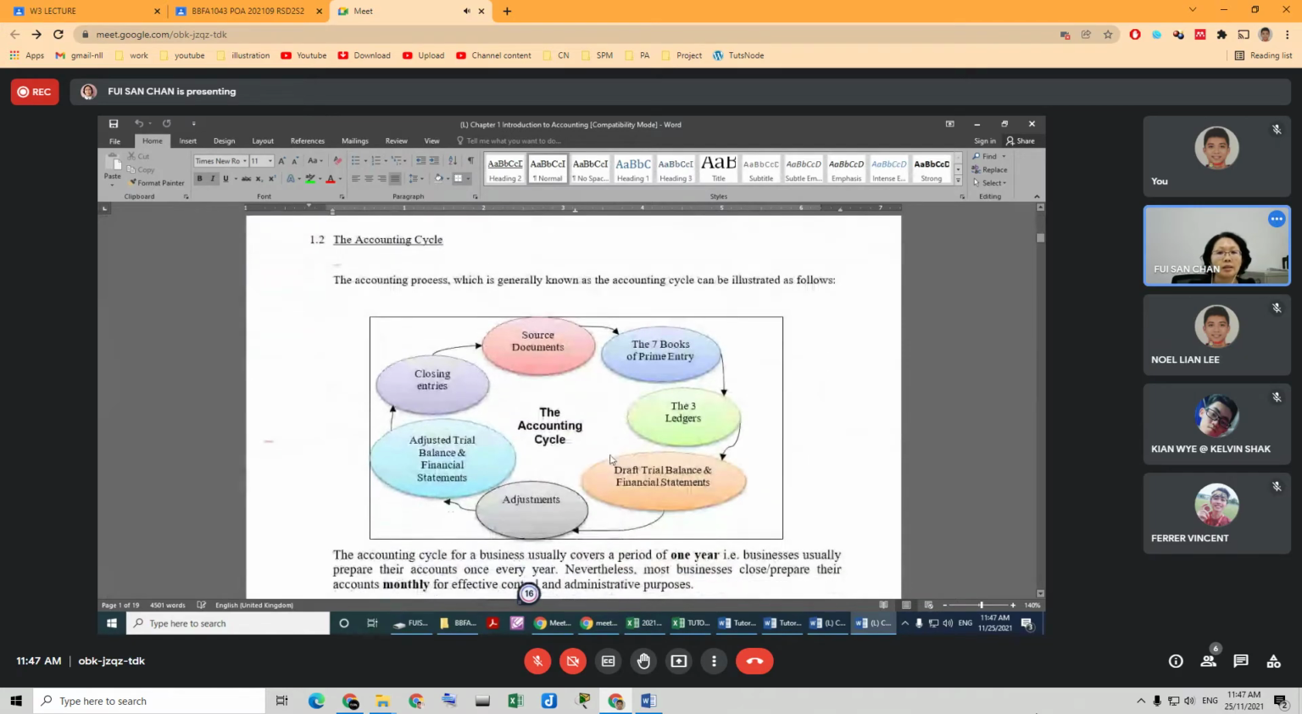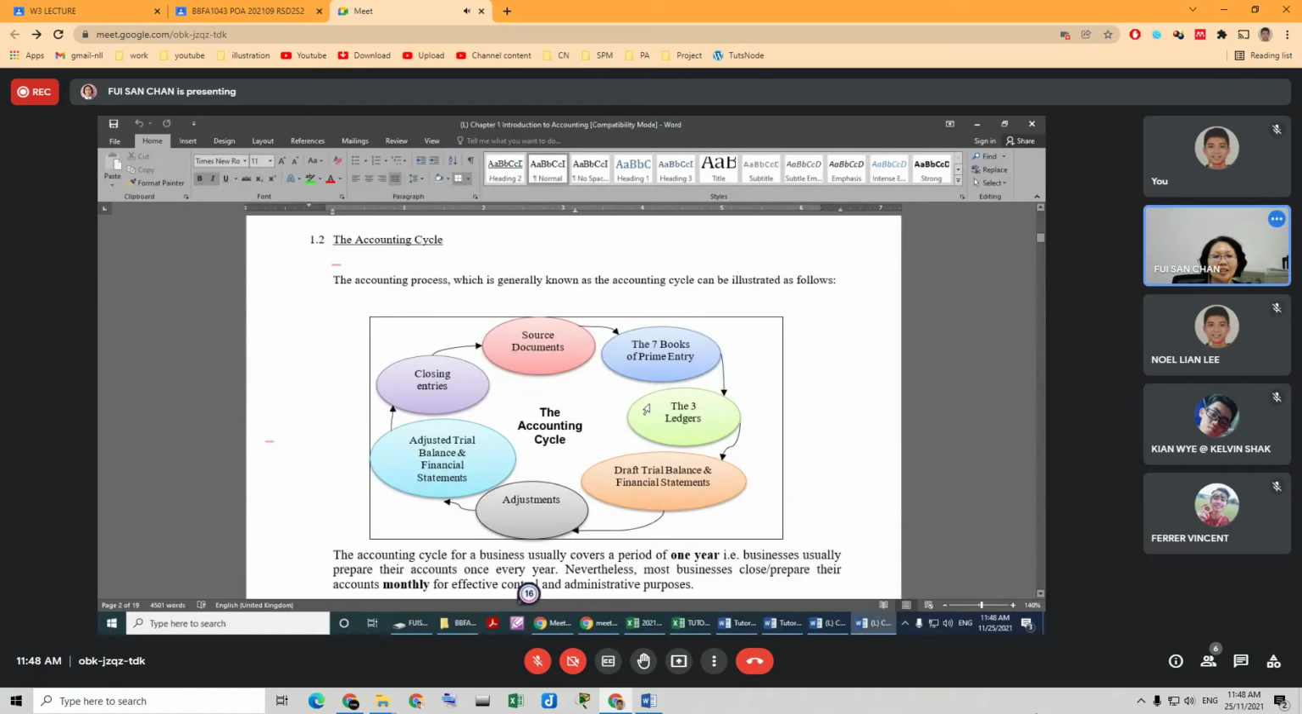Okay, then your accounting cycle. We start from the source document, like your receipt, your invoice. All this is your source document. Then you have 7 books of prime entry, and then you have 3 ledgers. What are the 3 ledgers? Sales ledger, purchases ledger, and general ledger. And what are your 7 books of prime entry? Do you still remember? Can you remember or not? I forgot.